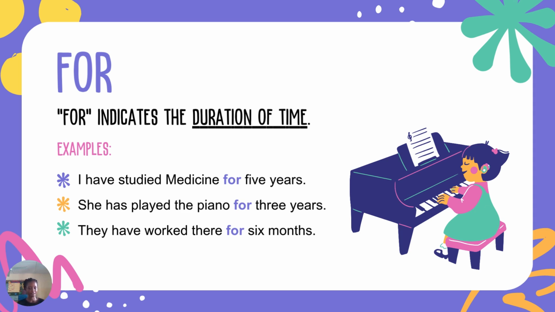For example, we have: I have studied medicine for 5 years. She has played the piano for 3 years. Now, if you look at for there, it's just telling us how long this subject has carried out those actions.